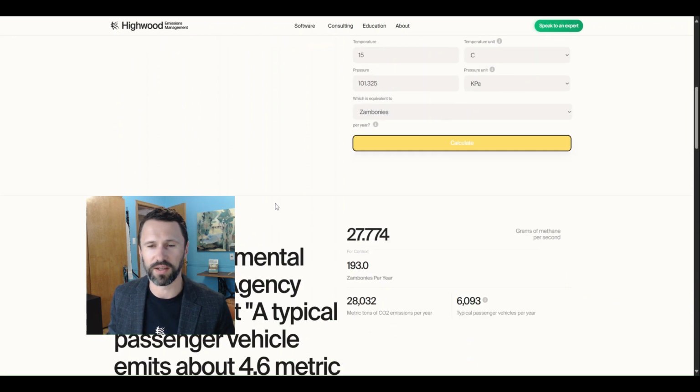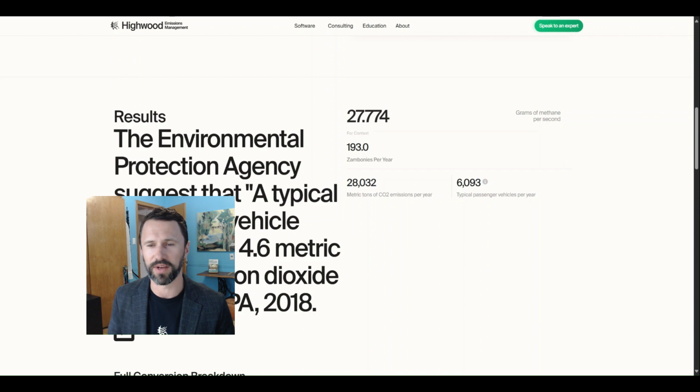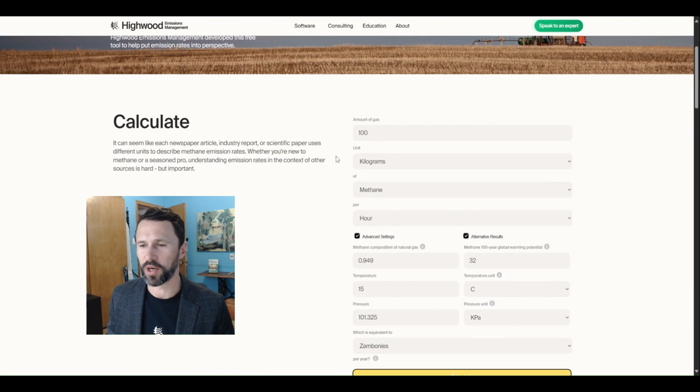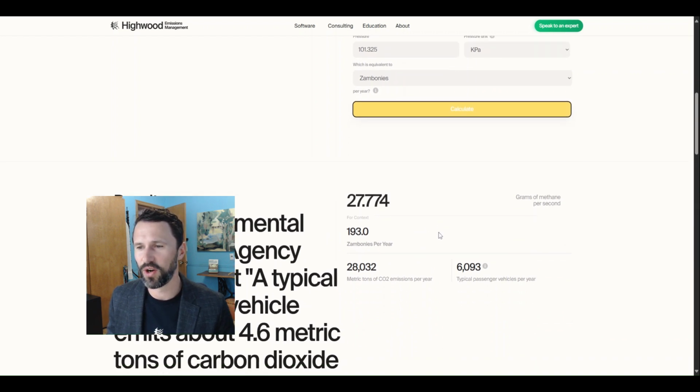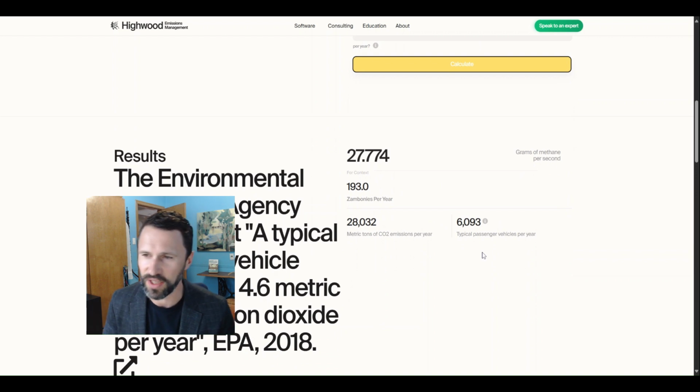You'll see here that this very large text, we're getting that fixed. It should be a footnote. But you'll see here that 100 kilograms per hour is equivalent to 27.7 grams of methane per second, 193 Zambonis per year, or roughly 6,093 typical passenger vehicles per year. These are some nice facts.